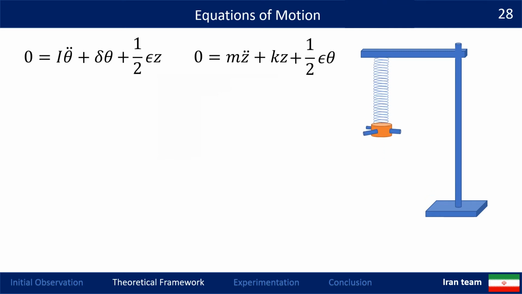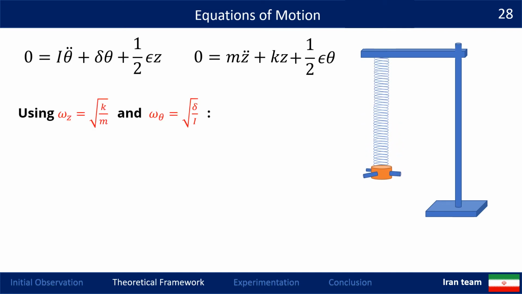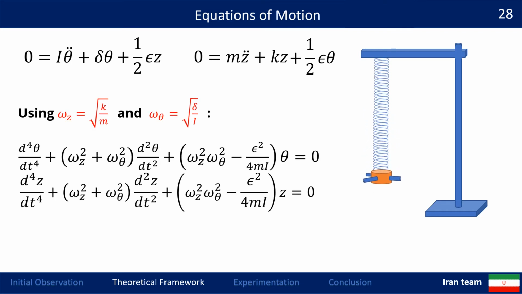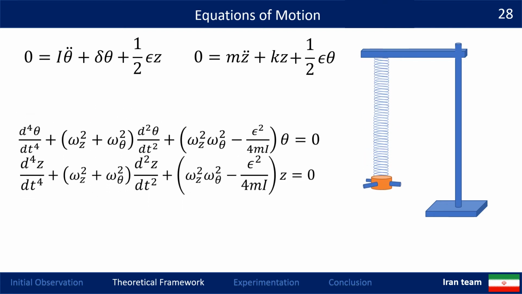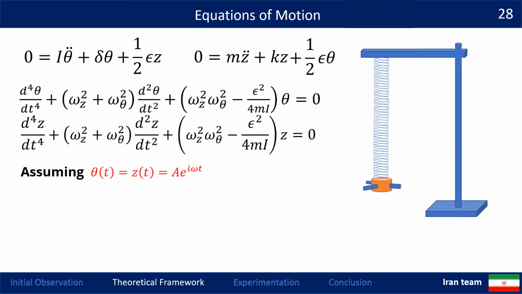So now let's see if we can simplify the equations of motion. Notice that if the coupling term does not exist, then it will be just a simple oscillation in z and theta. But using the values for the frequencies, we can obtain two, again, differential equations. And now we will assume theta and z as a function of time to be some amplitude A times e to the power of i omega t, where i is the imaginary unit.